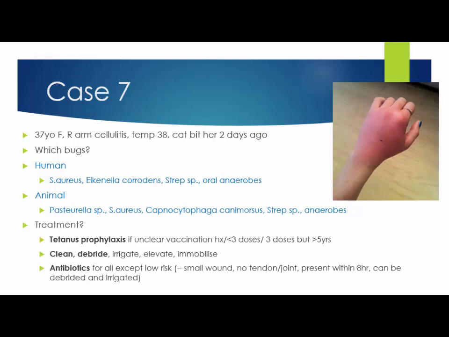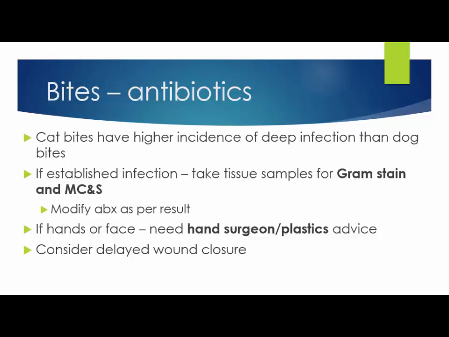And treatment, you've got to make sure that they've got some tetanus prophylaxis. If you're not sure if they've been vaccinated or if they've had doses but haven't had any boosters, you might need to dose them up again. And cleaning and debriding the area is important. And antibiotics pretty much for all of them, unless it's extremely low risk, so very small, not near tendons or joints. They present really quickly and they can have good follow-up and good debridement, which for most of them is not the case. So in practice, pretty much all of them get antibiotics.